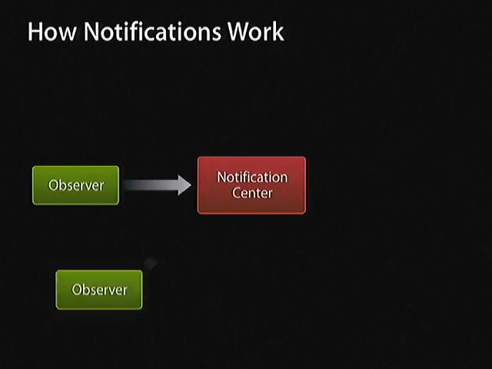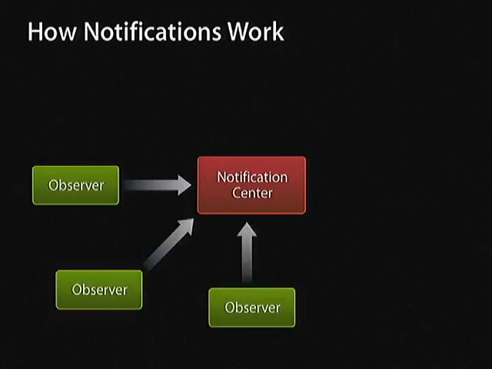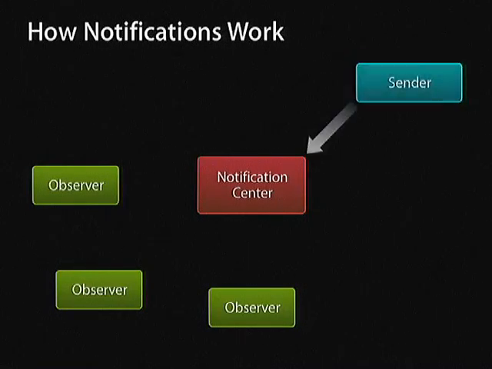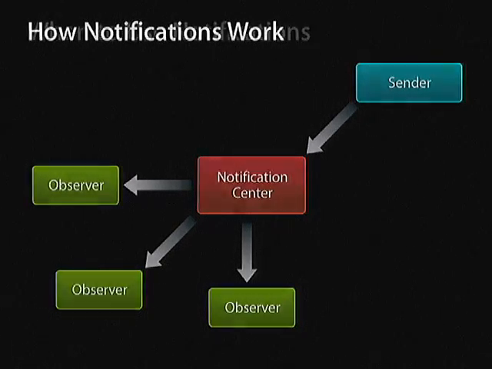You can have several different observers that all ask to be notified by the notification center when something happens. And then when something happens, the sender sends a notification to this notification center, and it's really just a string. Then the notification center goes ahead and tells all the observers that this one event happened. And each one of them can go do something specific that they need to do.